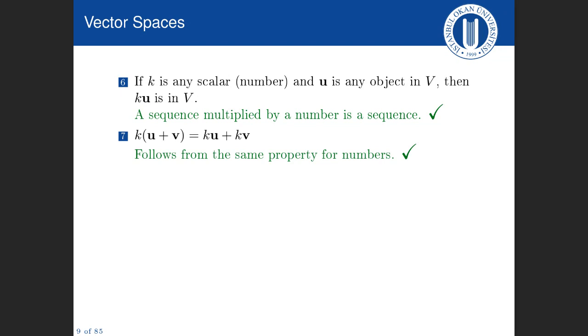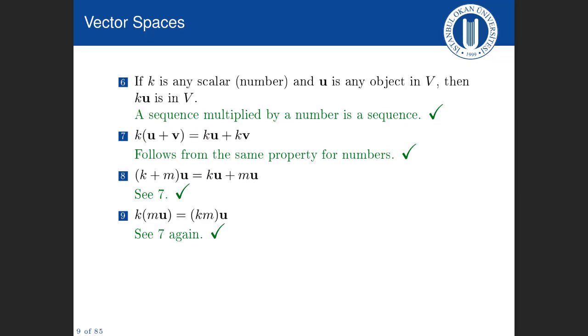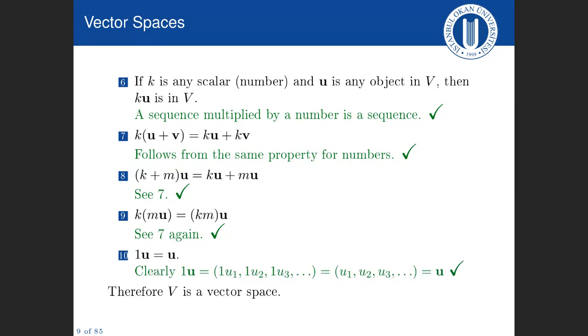Axiom number 7, that's an easy one. It's true for numbers, so it's true for sequences. Axiom number 8, see what I wrote in number 7. Axiom number 9, again, see what I wrote in number 7. And that just leaves axiom number 10. We need to prove that the number 1 multiplied by our sequence u gives us the sequence u. Well, that's straightforward because 1·u1 is just u1, 1·u2 is just u2, 1·u3 is u3, and so on. All 10 axioms are satisfied, so we have proved that V is a vector space.